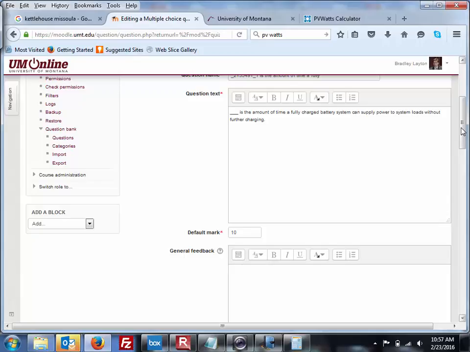Bottom corner of 164 says autonomy. In standalone PV systems, battery capacity is generally several times that needed for the average daily load in order to account for days with below average insolation. Autonomy is the amount of time a fully charged battery system can supply the load. Autonomy is expressed in days or sometimes hours. 2 to 6 days. There we go.